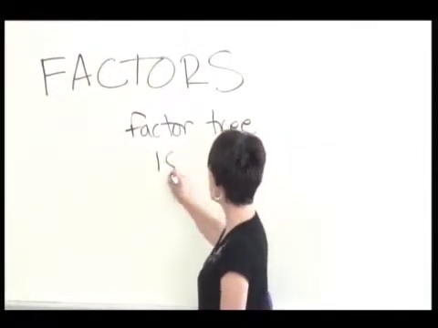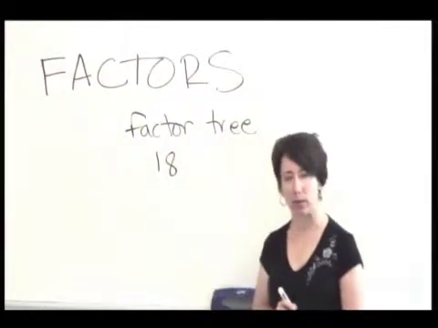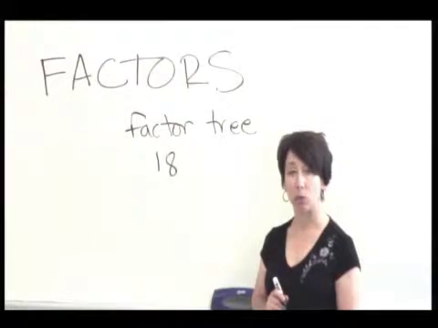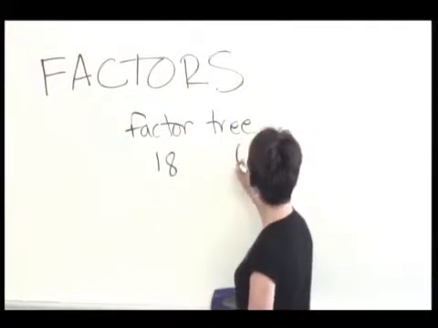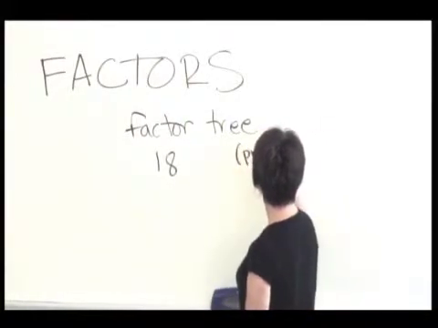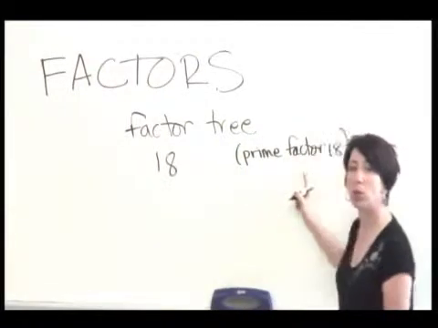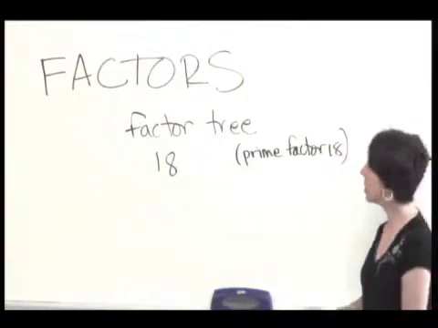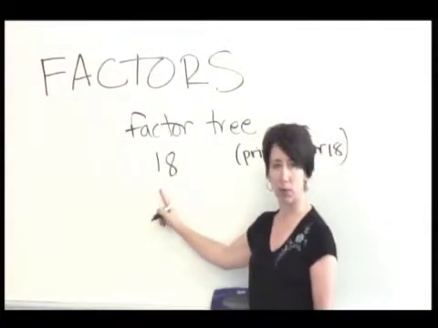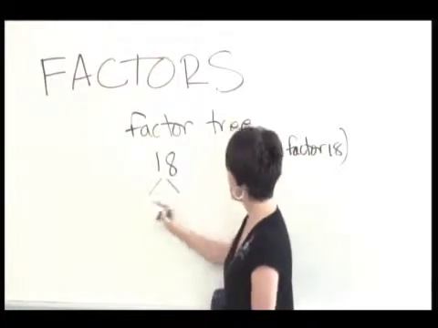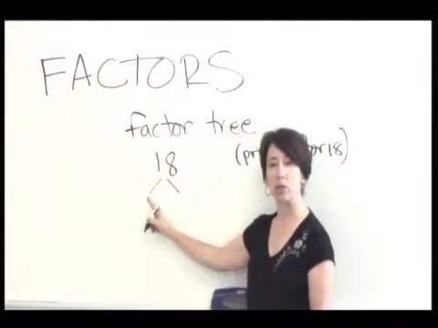Let's look how it is different when we prime factor it. So we want the prime factors of 18. That's what we're trying to solve here. So we're going to prime factor the number 18. We start with the number that we're given at the very top of our tree. And then what we have to do is we draw these two branches.